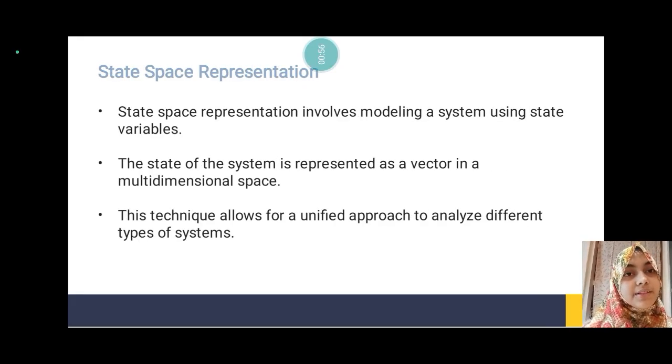State space representation. State space representation involves modeling a system using state variables. The state of a system is represented as a vector in a multidimensional space. This technique allows for a unified approach to analyze different types of systems.